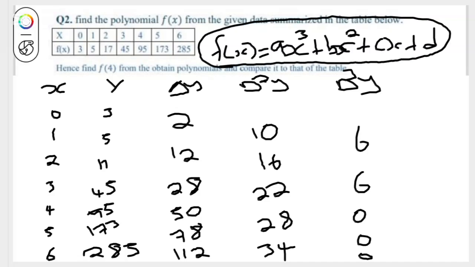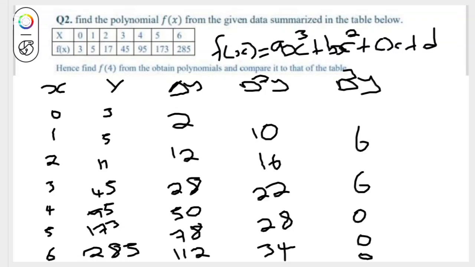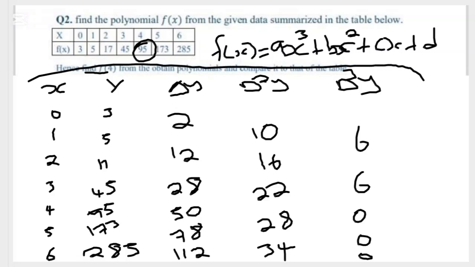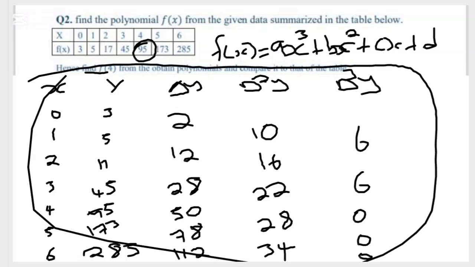So the next thing that you are going to do, we can use the forward difference formula for a polynomial. So how can we use the formula? But before then, you have to take note that it says, hence find f of 4 from the obtained polynomial and compare to that table. As you all know, the fourth is 95. So you have to take note of this, and don't forget to write all this difference that I already wrote here, because I'm going to delete it and we are going to continue with our solving.